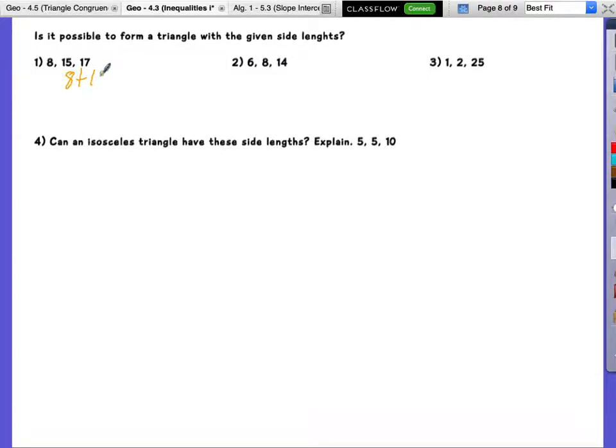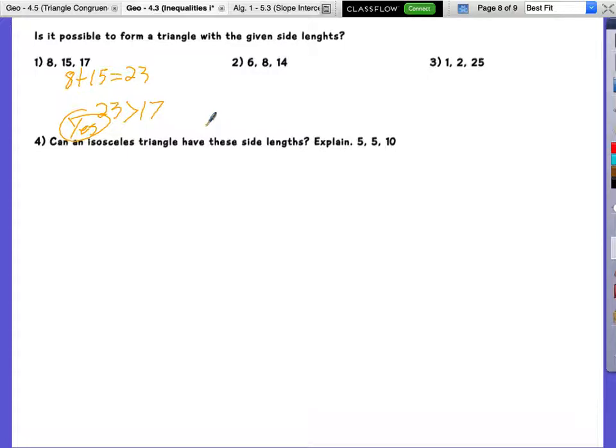So if we do 8 plus 15, we get 23. Is 23 bigger than 17? Yes. So it can form a triangle. So your answer would be yes. And you need to show this work. You need to show that 23 is greater than 17. You need to show that right here. And you just say, yeah, it would form a triangle, because we checked the two smallest sides.